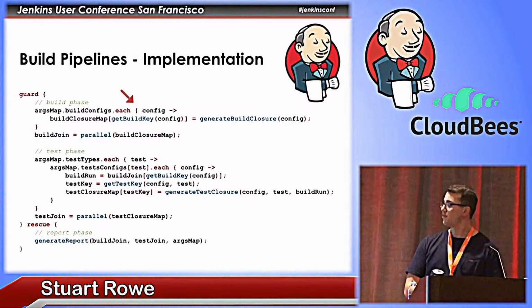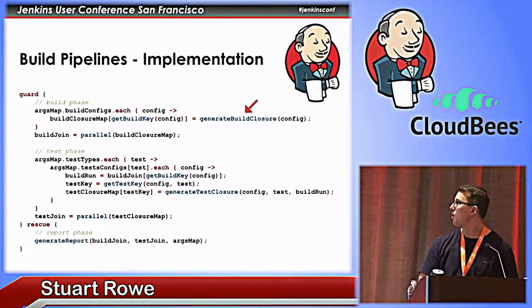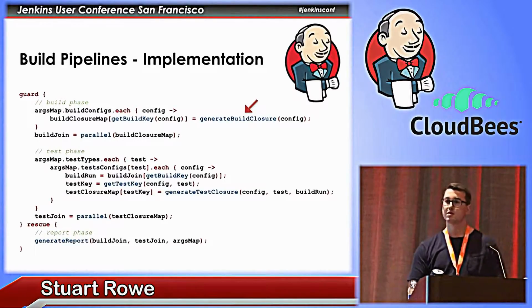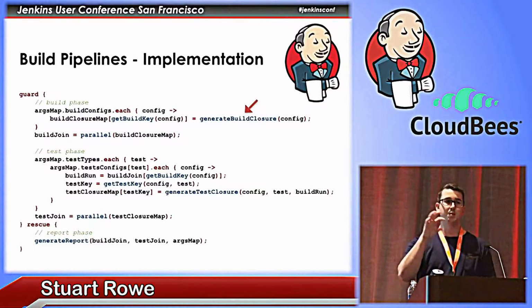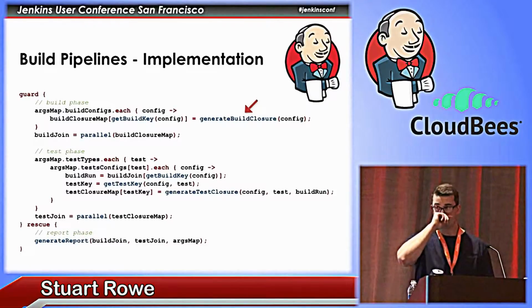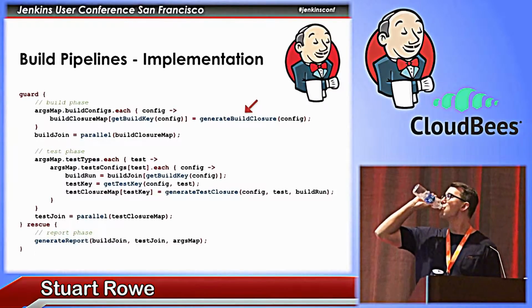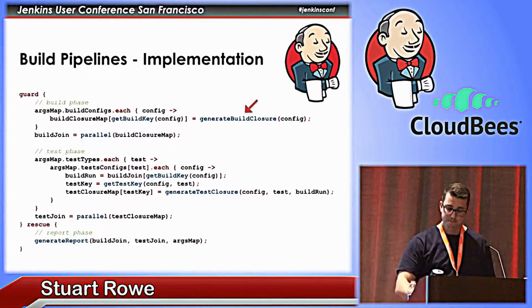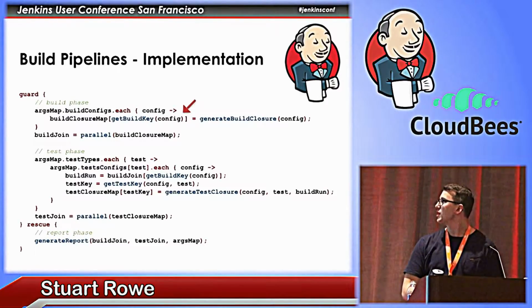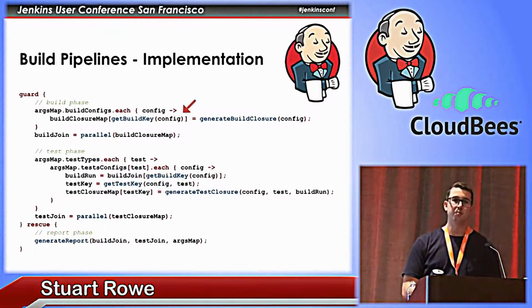So we're going to iterate over each config, and we're going to call this helper method that's going to generate a closure for us. So for that current config, we're going to be setting up a parameter map, and we're actually going to use the build flow build method to schedule the build on the target project. We're going to push that closure into a map, and that particular closure is going to be identified by a unique build key that's going to depend on the current configuration.